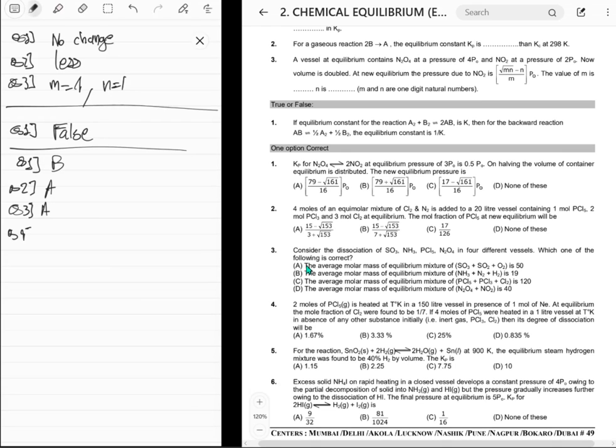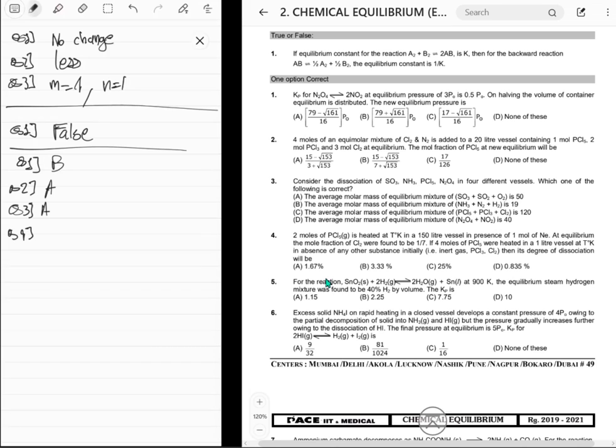Question number 4. 2 moles of PCl5 is heated at some Kelvin in a 150 liter vessel in presence of 1 mole neon. At equilibrium, the mole fraction of Cl2 was found to be 1 upon 7. Okay, so PCl5 is heated. Fine. Mole fraction of Cl2 is 1 upon 7.